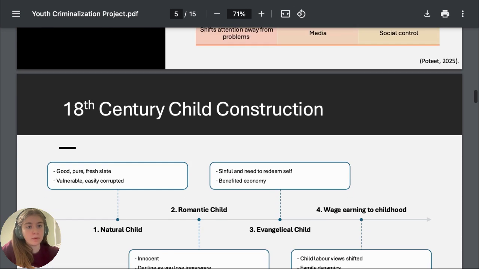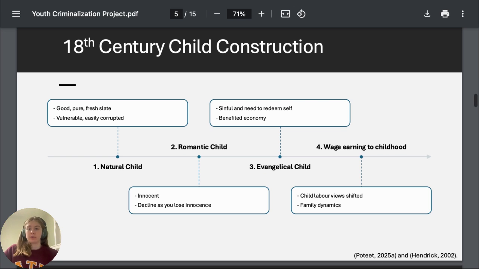So moving on, we have a bit of a timeline around the different ways people viewed children. The first one, around the end of the 1600s going into the 1700s, which is the 18th century, was the conception of the natural child. This was the idea that children were good and pure and had a fresh slate, and also, on the other side of that, that they were vulnerable and easily corrupted.